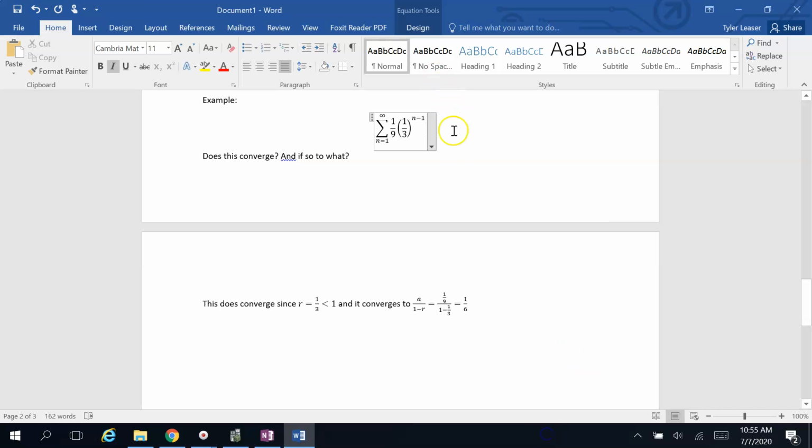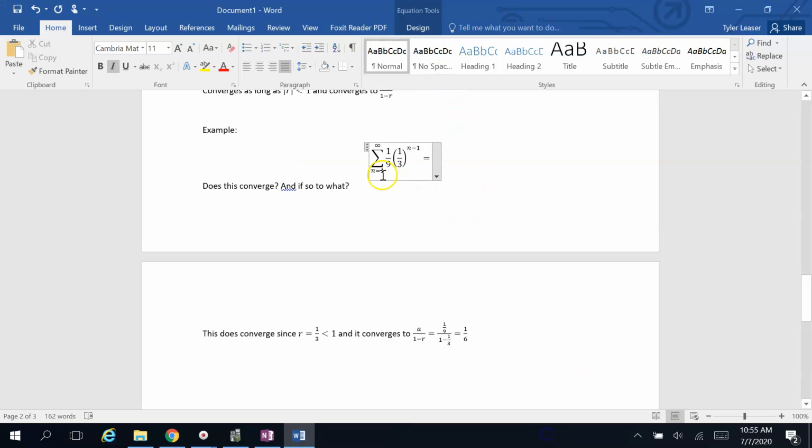So if I expand from here, plugging n to be 1 into this, I get 1 minus 1, which is 0. 1/3 to the 0 is just 1, so I'm just going to get the 1/9 out in front. Plus, if I plug n to be 2, that's going to be 2 minus 1, which is 1. 1/3 to the 1 is 1/3 times 1/9 is 1/27.